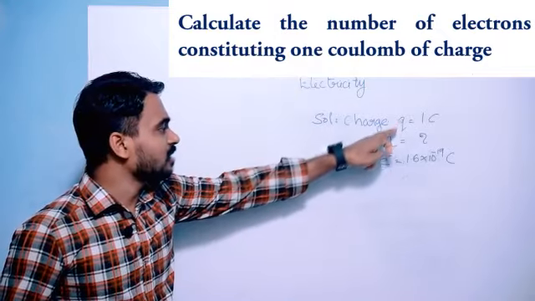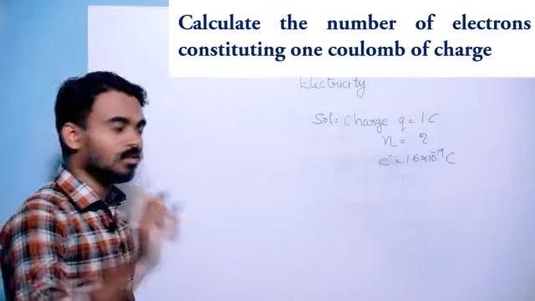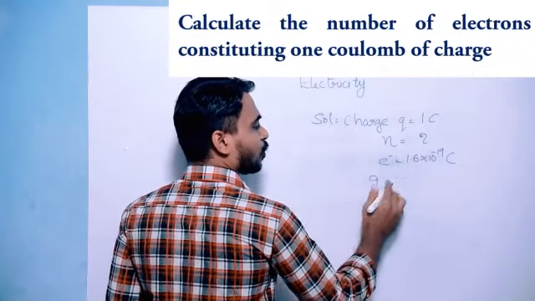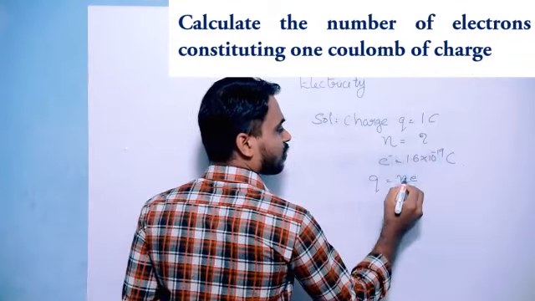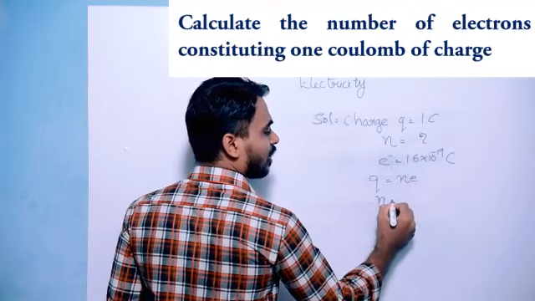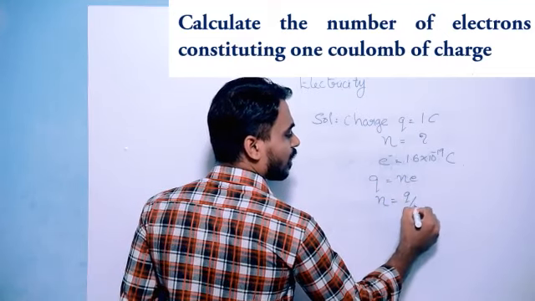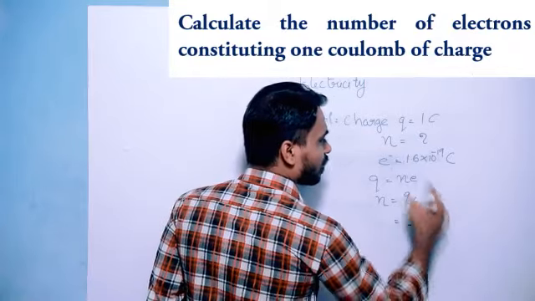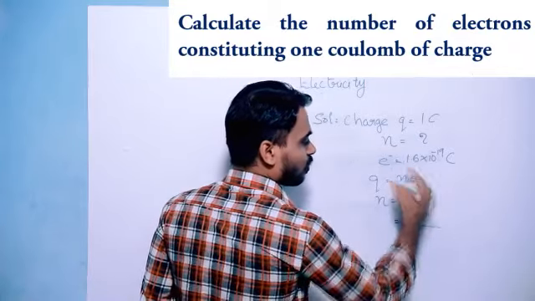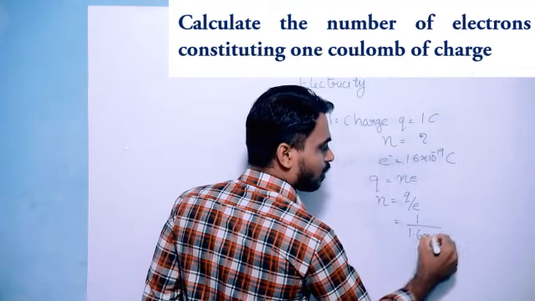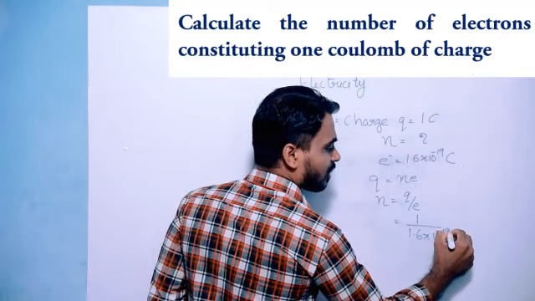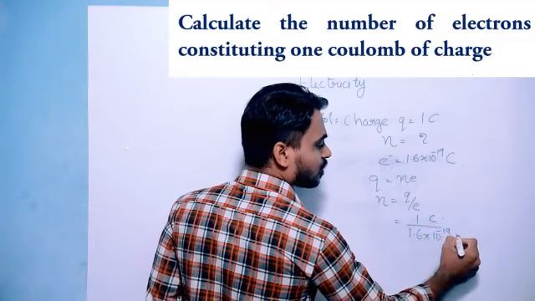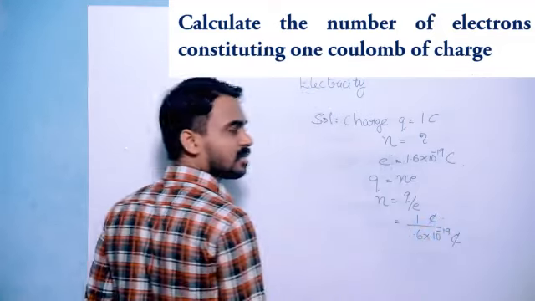So again, by connecting these three terms, we have only one equation, that is quantization of charge, that is Q is equal to NE. From this we need to find N is equal to Q by E. What is Q? The value of Q is 1. What is the value of E? 1.6 into 10 raised to minus 19. Here charge is also 1 coulomb, here charge is also coulomb, so these two get cancelled.